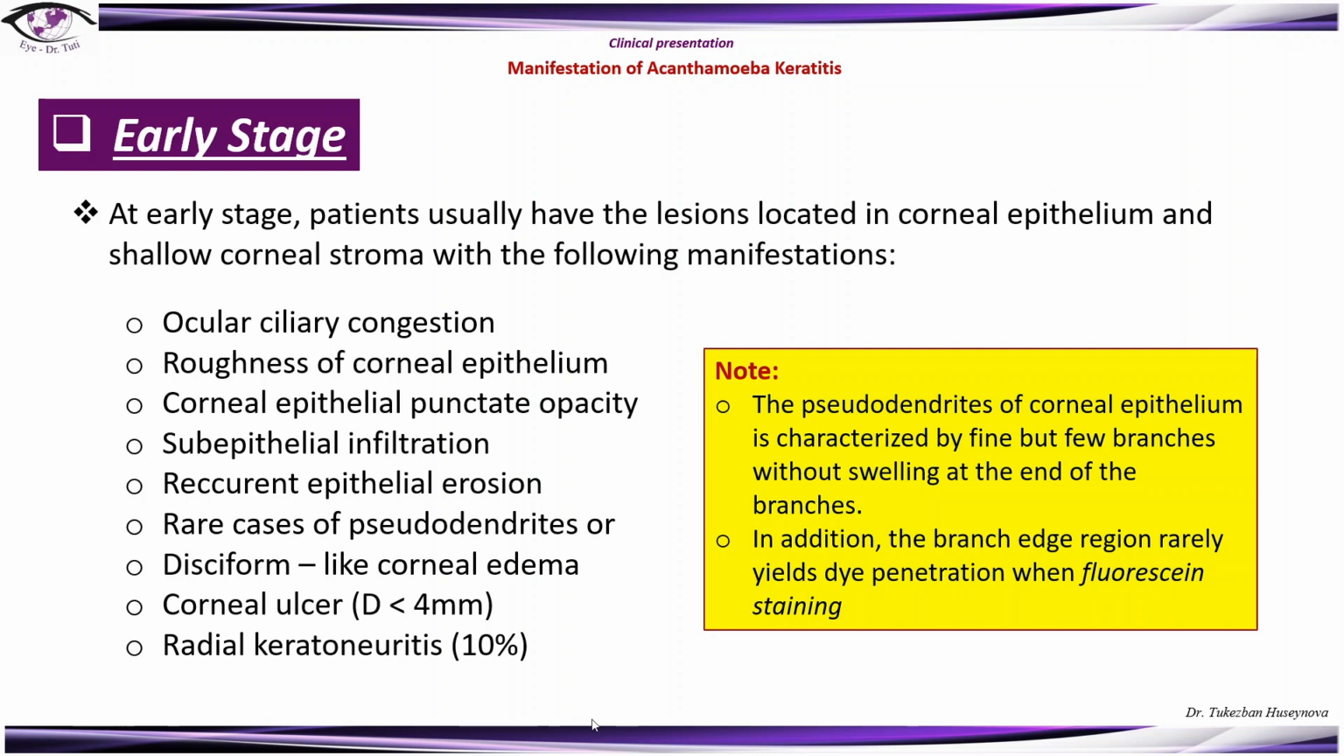What we have to also note is that pseudodendrites of corneal epithelium are characterized by fine but a few branches without swelling at the end of branches, which is characteristic for herpetic keratitis. In addition, the branch edge region rarely yields dye penetration when fluorescein staining.